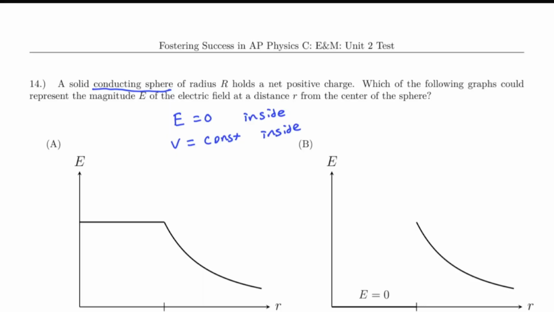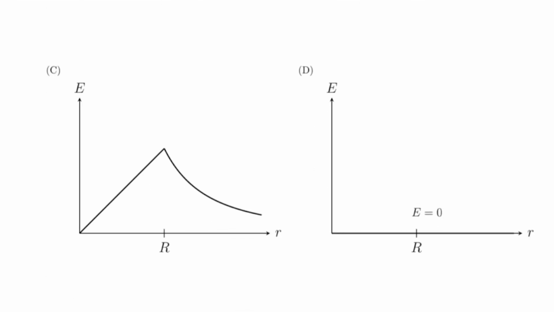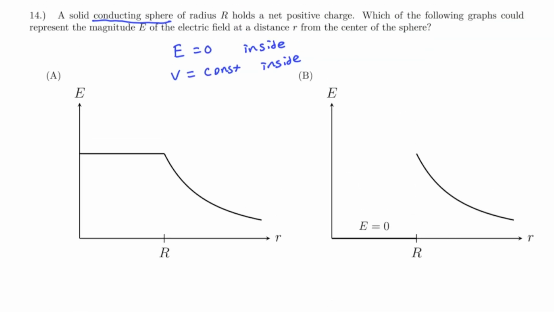Well, we're also given that this conductor has charge. So the E field's not going to be 0 everywhere, because you're not just going to have 0 E field from a charged object everywhere. So it makes sense that the answer by elimination is B. And here's how we can prove it.